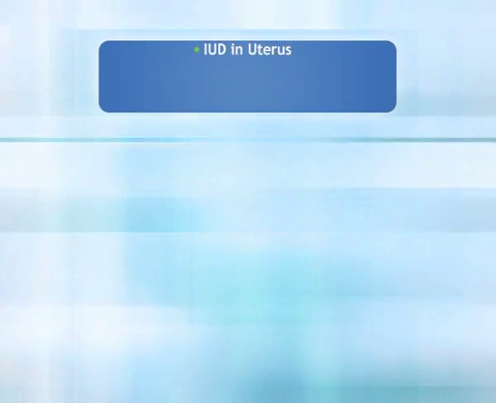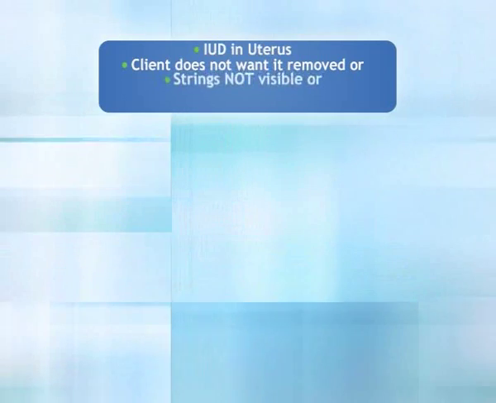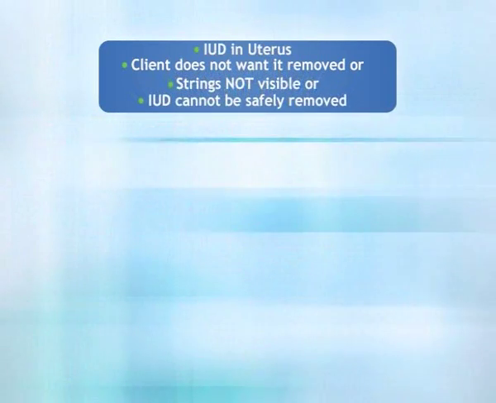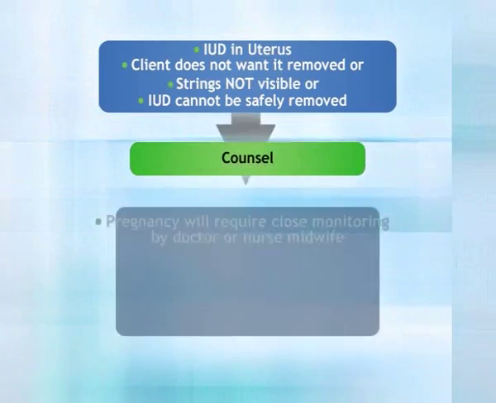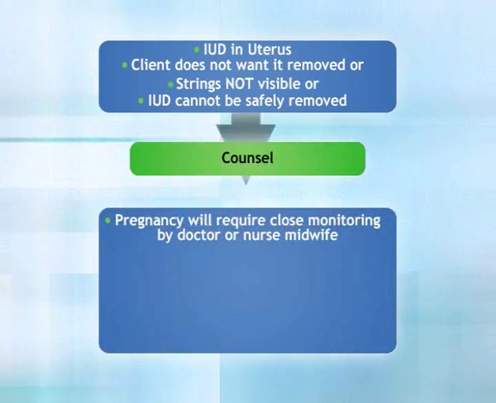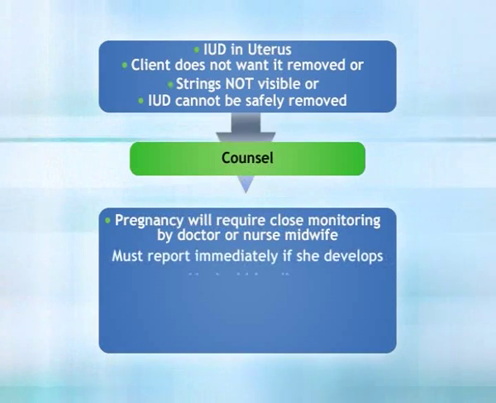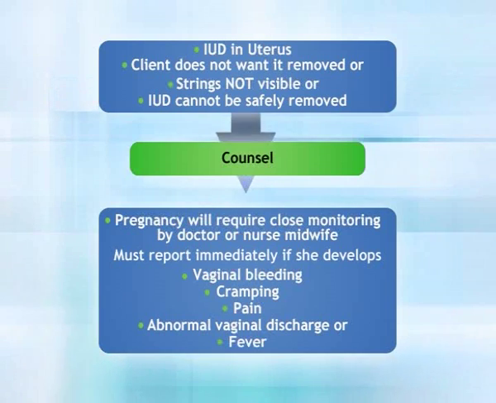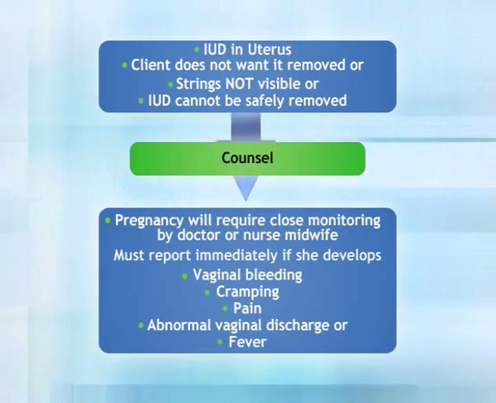If the IUD is in the uterus but the client does not want it removed, or the string is not visible, or the IUD cannot be safely retrieved after an attempt, then inform her that her pregnancy will require close monitoring by a doctor or a nurse midwife, and she must come to them immediately if she develops vaginal bleeding, cramping, pain, abnormal vaginal discharge, or fever.